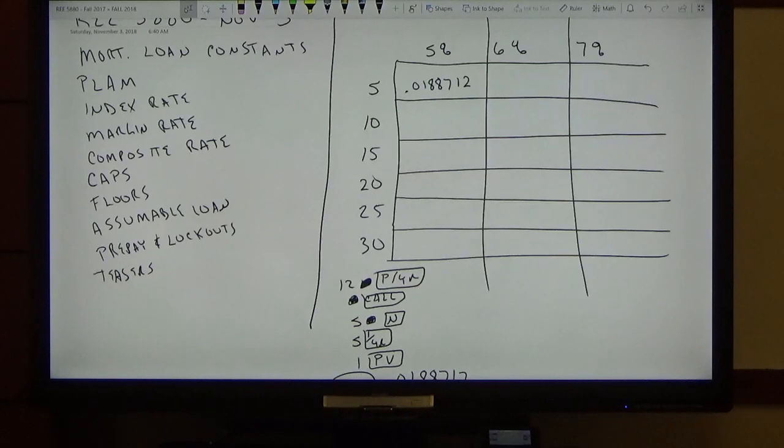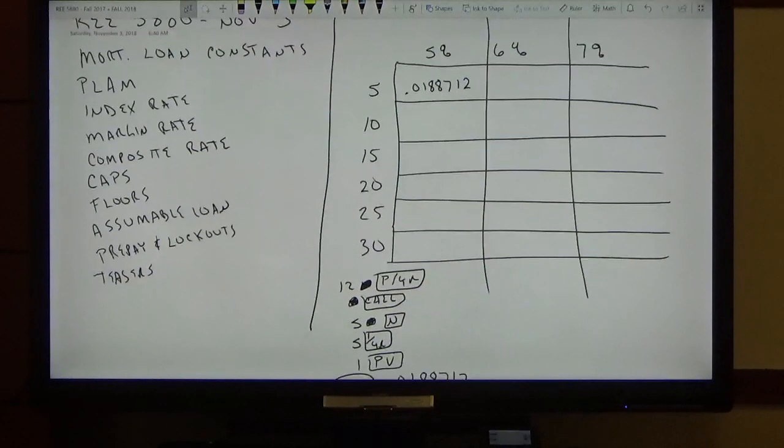Now, go ahead and see if you can fill in the remainder of this table on your own. All you're going to be doing is changing the interest rate and the term and then resolving for the payment. For this next one, we just put in 6% as our new interest rate, solve the payment, and you should get 0.019338. Then put in 7%, solve the payment, 0.01980119. Everybody follow?